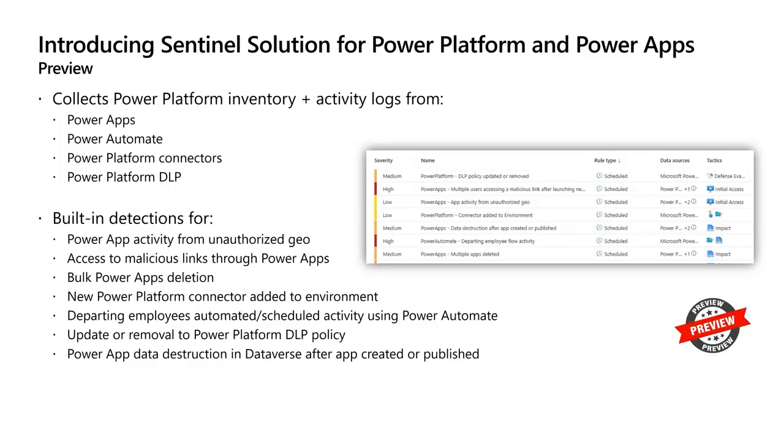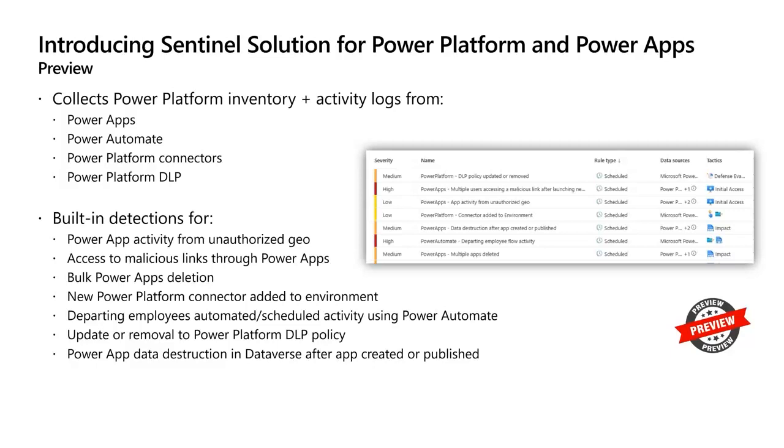So, introducing the Sentinel solution for Power Platform and Power Apps. The solution, very similar to the BTP solution, collects Power Platform inventory and activity logs from Power Apps, Power Automate, Power Platform connectors, and Power Platform DLP. And it has built-in detections. Today we have around 7. We're going, of course, to add more based on your feedback and requirements.